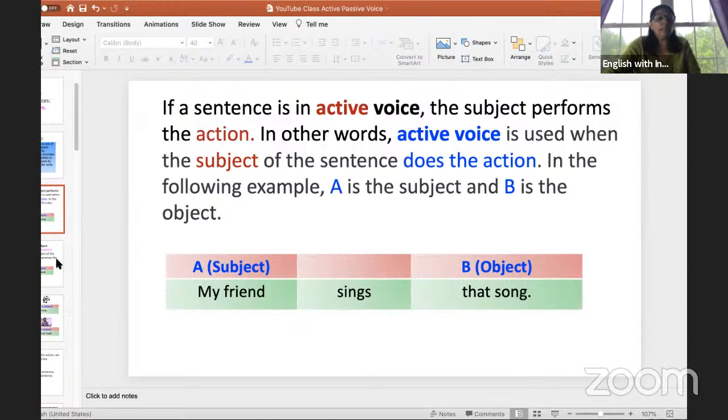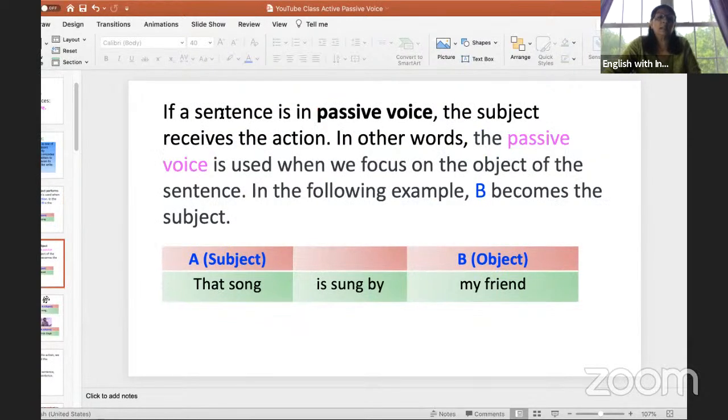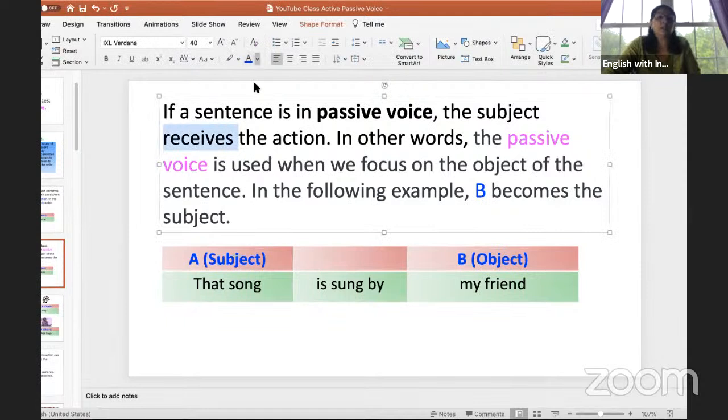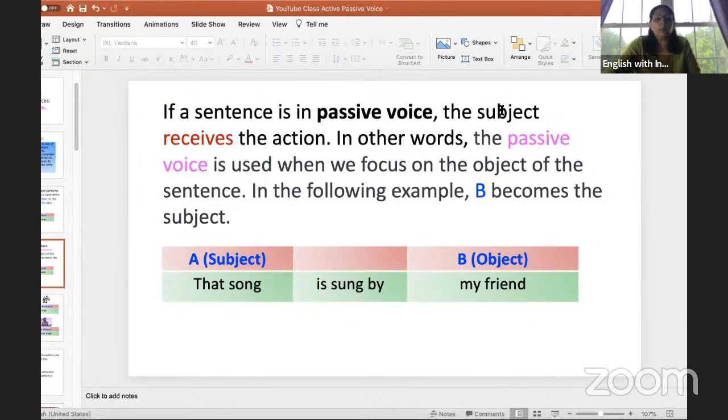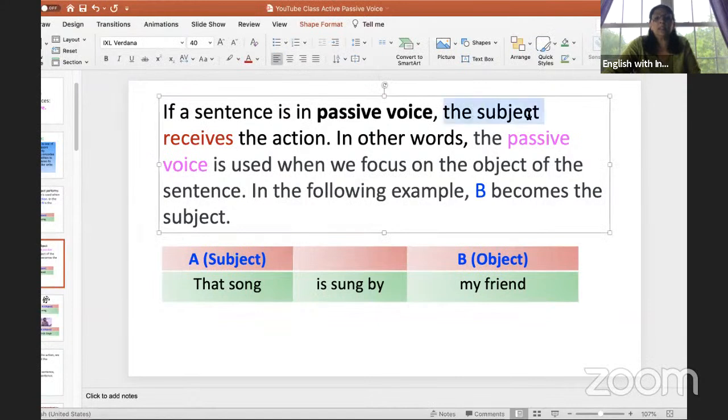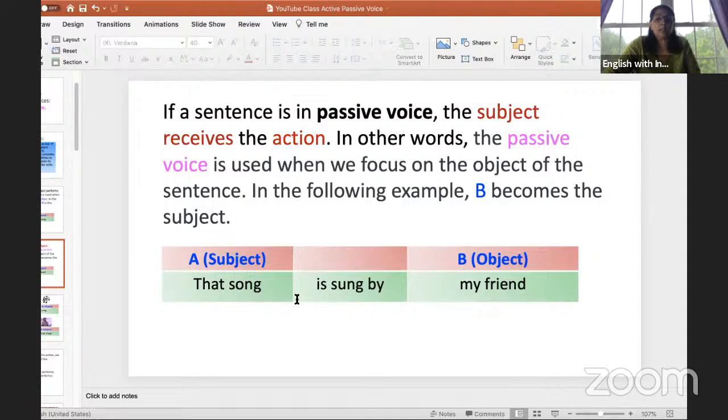So now the next one is the passive voice. If the sentence is in passive voice, the subject receives the action. This one is very important to keep in mind: in the passive voice, what is the subject doing? Receiving, not doing the action, receiving the action. So the subject receives the action, but the action is happening, right?